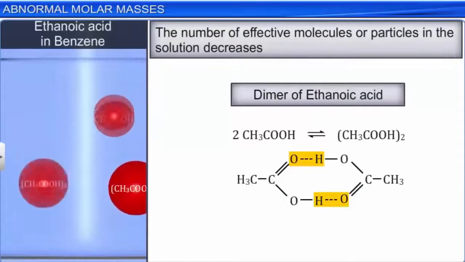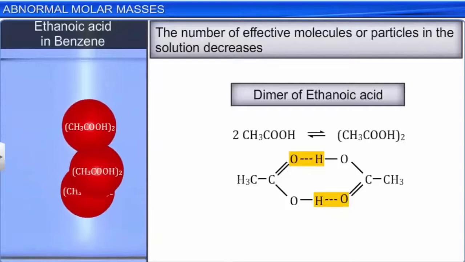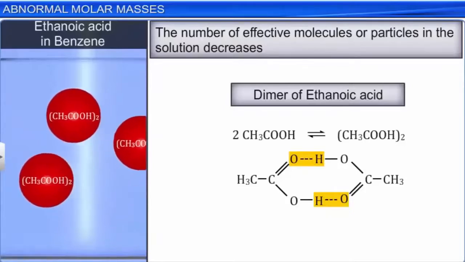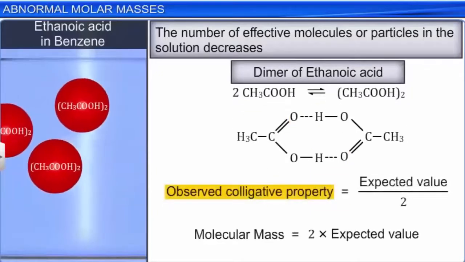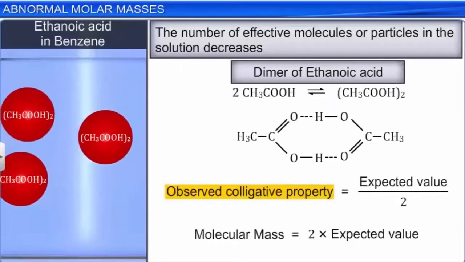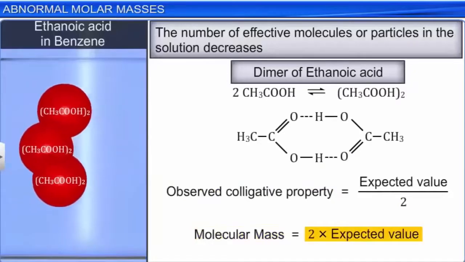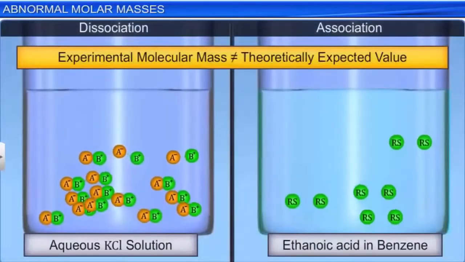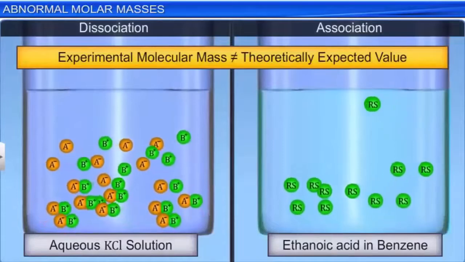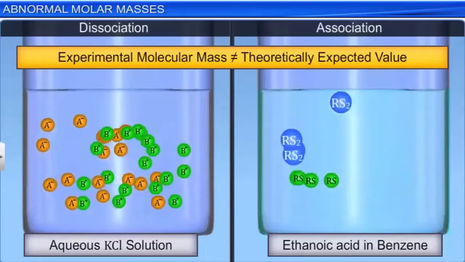If the association of ethanoic acid is assumed to be complete, then the observed value of the colligative property will be half, and the molecular mass would be double the expected value. When the molecular mass of a substance, as determined by studying any of the colligative properties, comes out to be different than the theoretically expected value, the substance is said to show abnormal molecular mass.